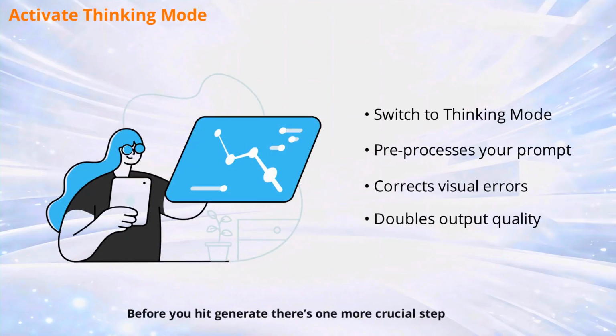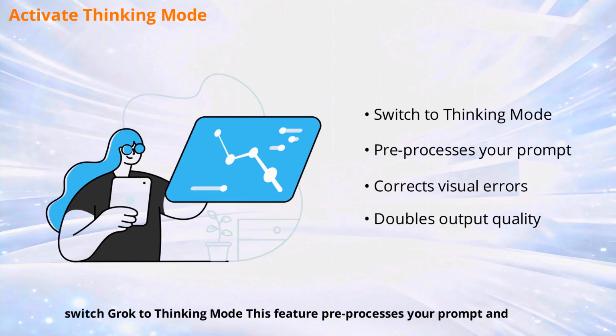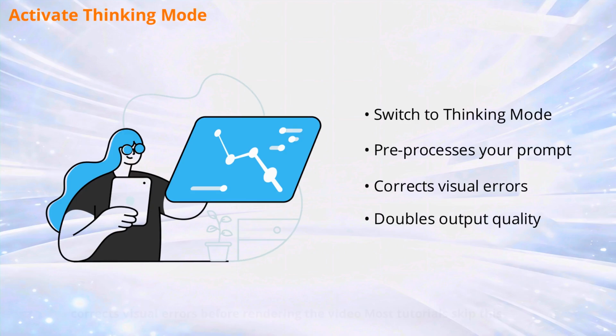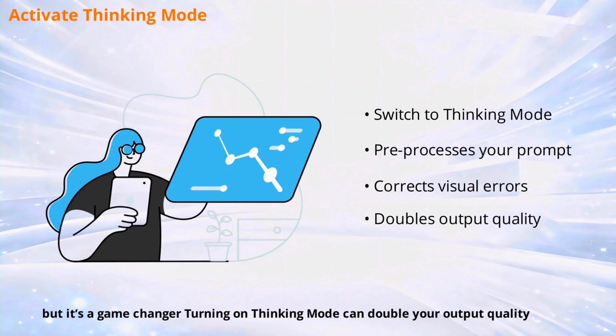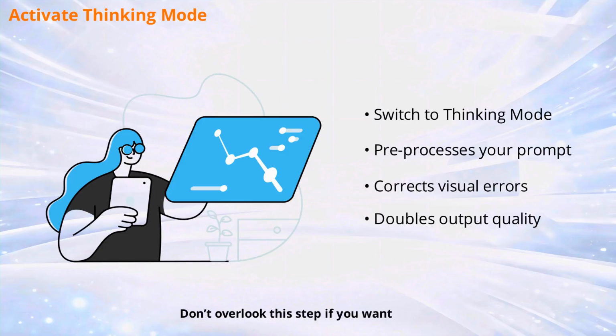Before you hit generate, there's one more crucial step. Switch Grok to thinking mode. This feature pre-processes your prompt and corrects visual errors before rendering the video. Most tutorials skip this, but it's a game changer. Turning on thinking mode can double your output quality, making your videos look much more polished and professional. Don't overlook this step if you want the best possible results from Grok's free tool.